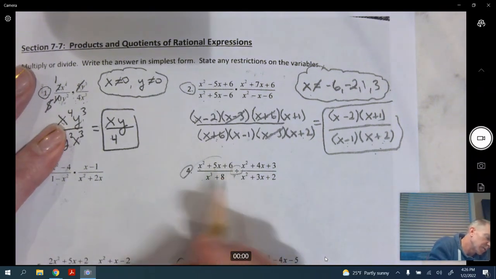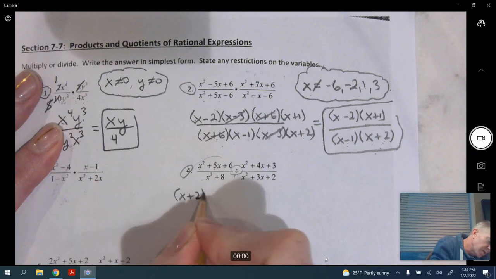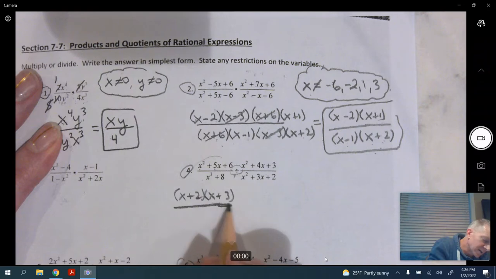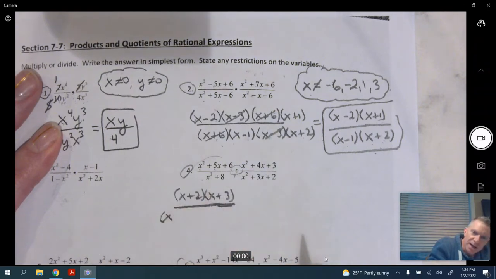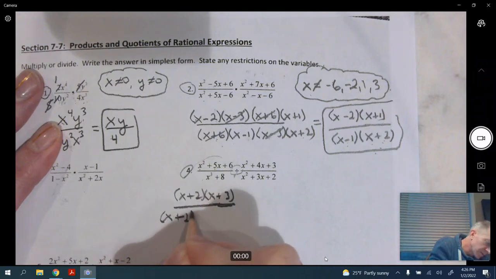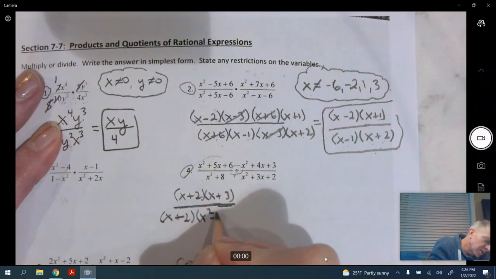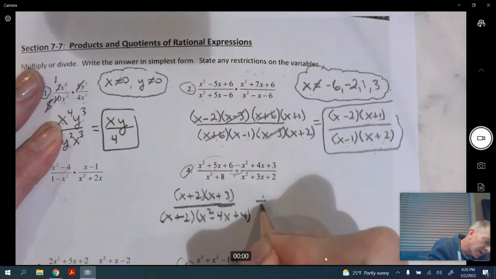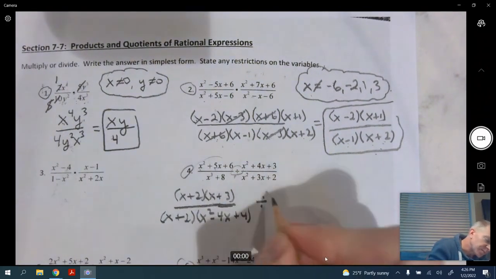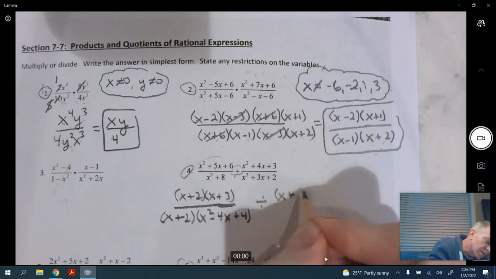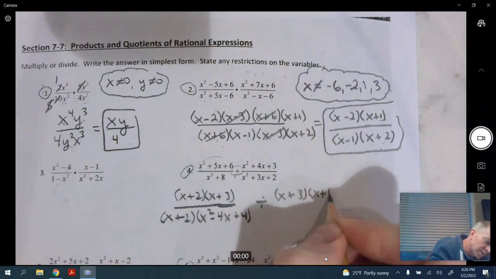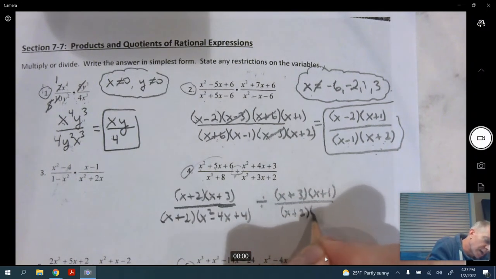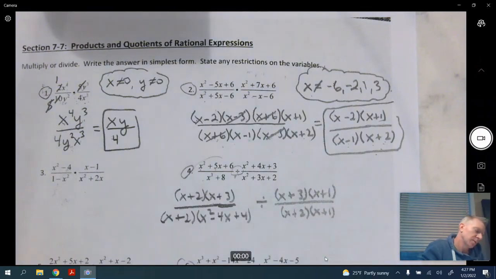So x squared plus 5x plus 6 factors into x plus 2 and x plus 3. X cubed plus 8, that's the sum of two cubes, factors into x plus 2 times x squared minus 4x plus 4. And we have divided by, this is going to be x plus 3, x plus 1, divided by, and this factors into x plus 2 and x plus 1. Okay.